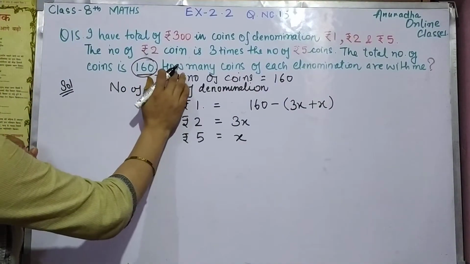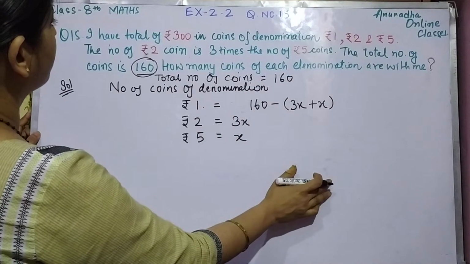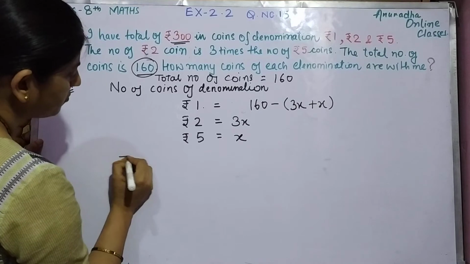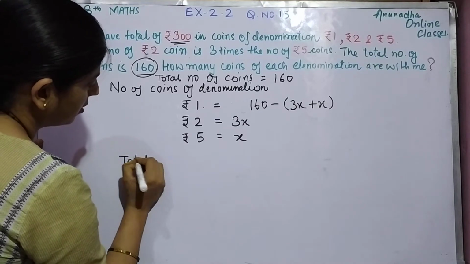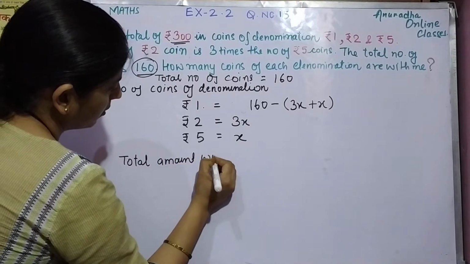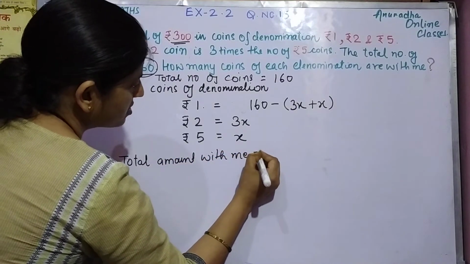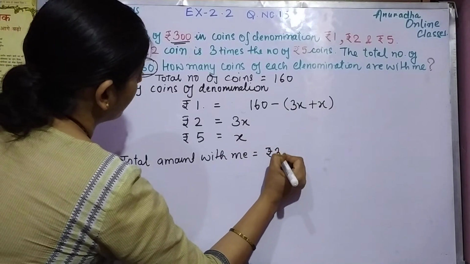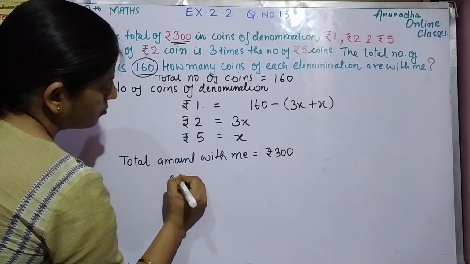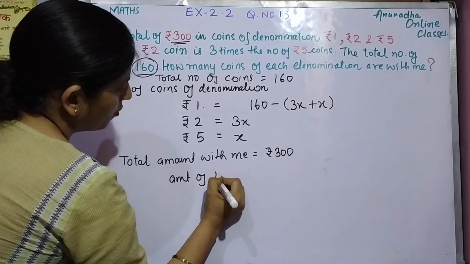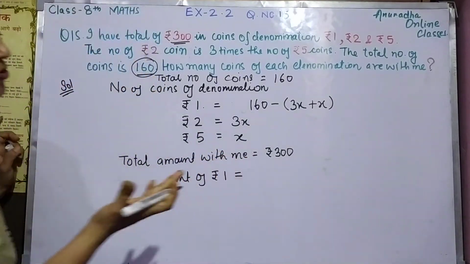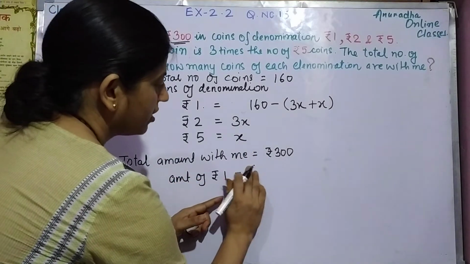Now see, what other thing they have given to us? Yes, the total amount. The total amount with me is equal to how much? Rupees 300, right? Amount of ₹1 that I have is how much? 1 rupee वाले कितने होंगे मेरे पास? How will you find out the number of coins?